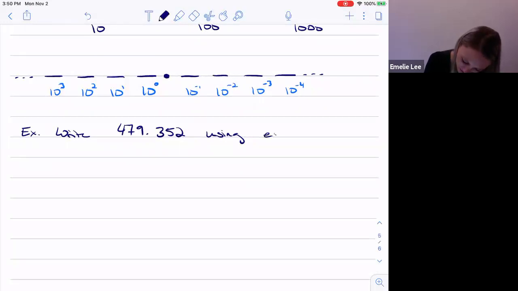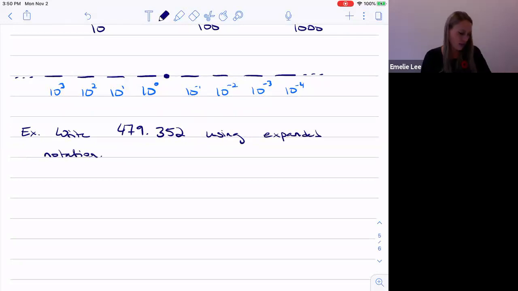Using expanded notation. So I'll give you guys just 2 minutes to work it out, and then we'll go through it quickly together.